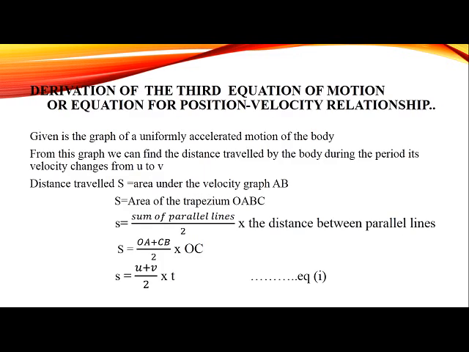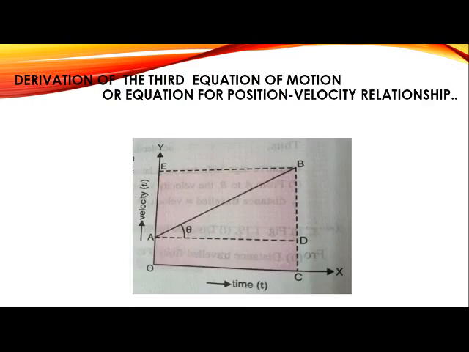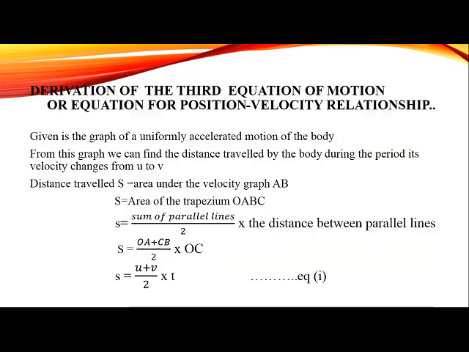Now, what is the formula, children? Sum of parallel lines divided by 2, multiplied by the distance between them. Which are the two parallel lines? OA and CB. What is the distance between them? OC. So, putting the values, we get s equals u plus v divided by 2, multiplied by the time t. Let us call this equation number 1.